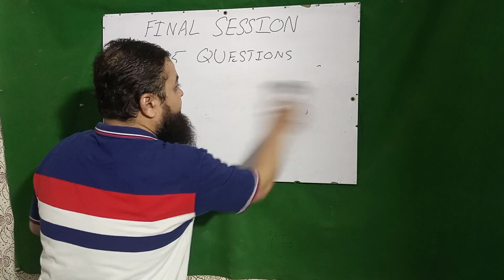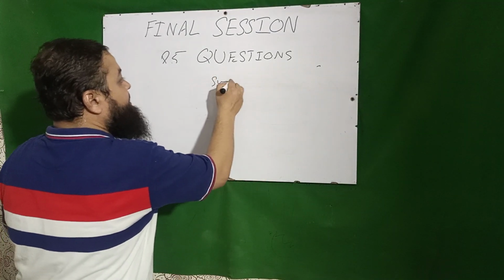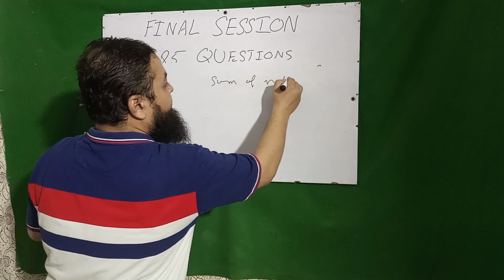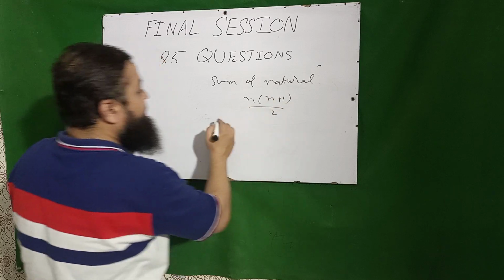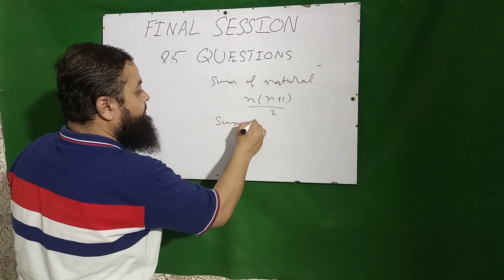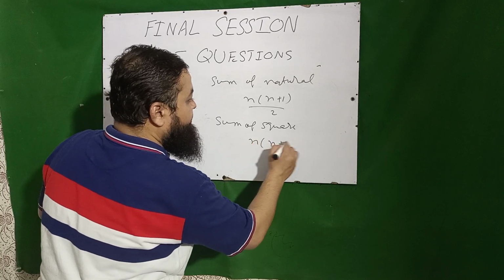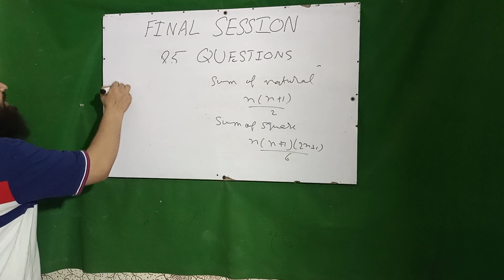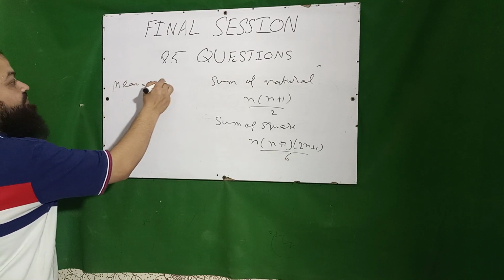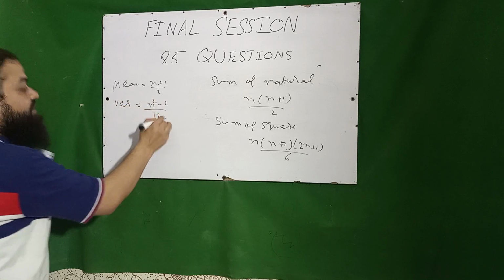A very important question. The formula can be asked, the numerical question can also be asked. The sum of natural numbers is n into n plus 1 over 2. Sum of square of natural numbers is n into n plus 1 into 2n plus 1 over 6. The mean of natural numbers is n plus 1 over 2. The variance of natural numbers is n square minus 1 over 12.